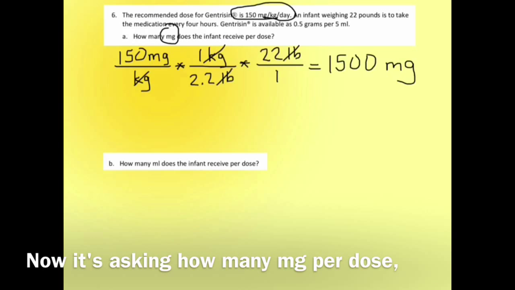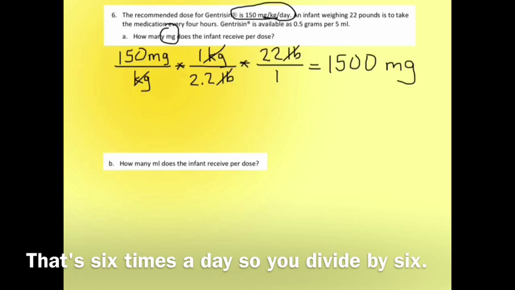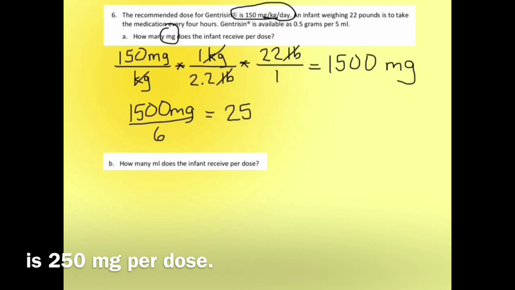Now it's asking how many milligrams per dose, and it says that there's a dose every 4 hours. That's 6 times a day, so you divide by 6. And 1,500 milligrams divided by 6 is 250 milligrams per dose.